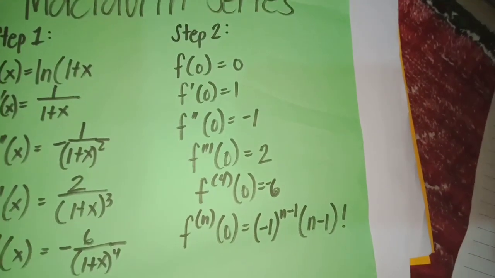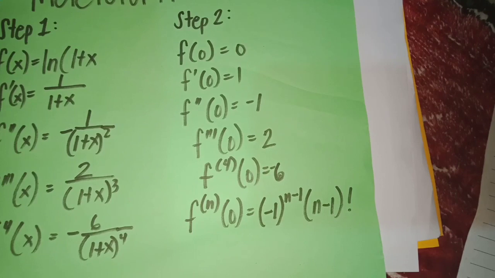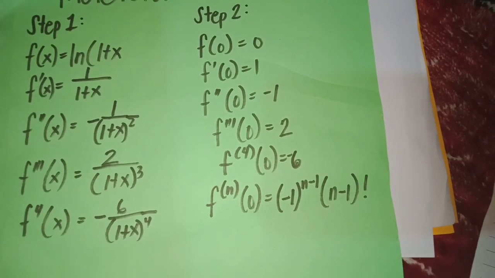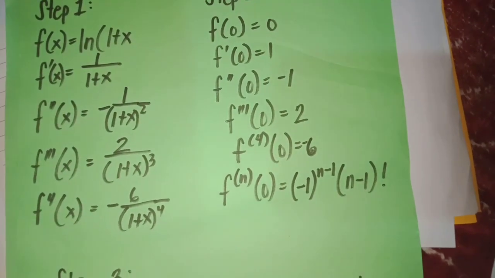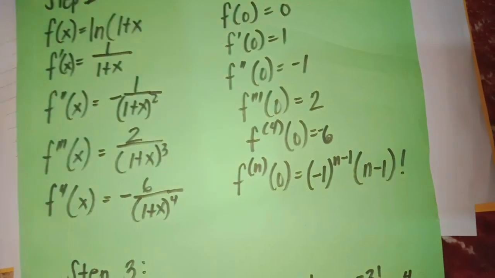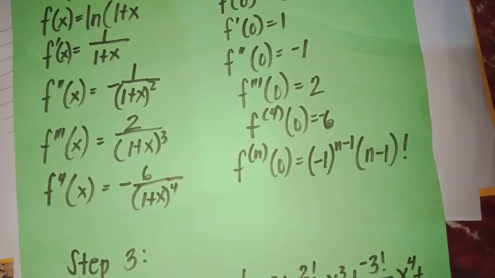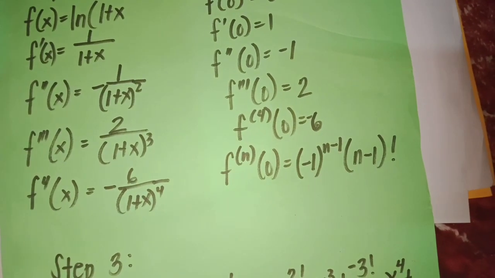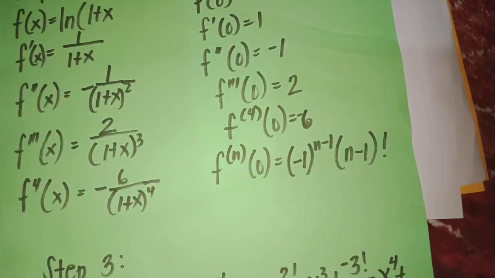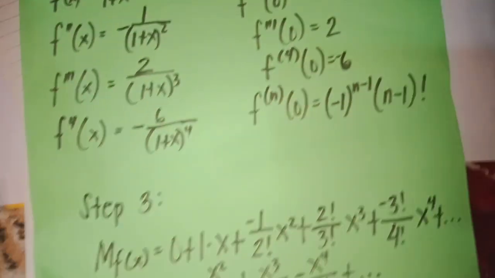Next we have step 2: evaluate each derivative at x equals 0. So, let x be 0. The first one, f of 0, equals 0. The first derivative is 1. The second one is negative 1. The third is 2. And the fourth is negative 6. So our f raised to n of 0 equals negative 1 raised to n minus 1 times (n minus 1) factorial.